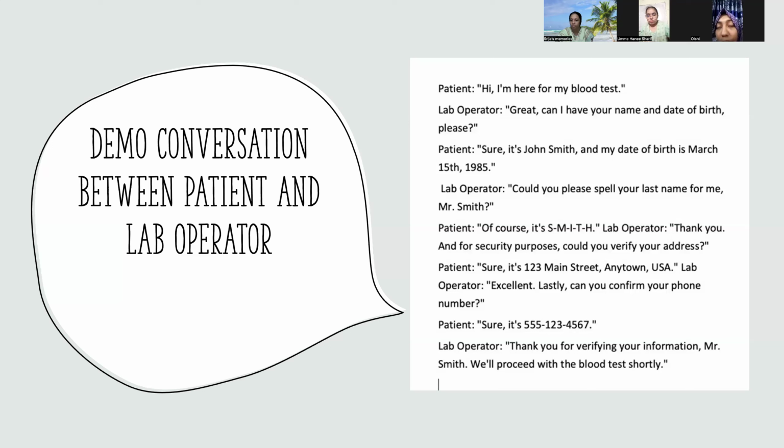For security purposes, could you verify your address? Sure, it's 123 Main Street, Town, USA. Excellent. Lastly, can I confirm your phone number? Sure, it's 551234556. Okay, thank you for verifying your information, Ms. Smith. We will proceed with the blood test shortly.